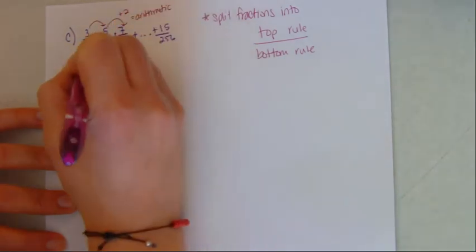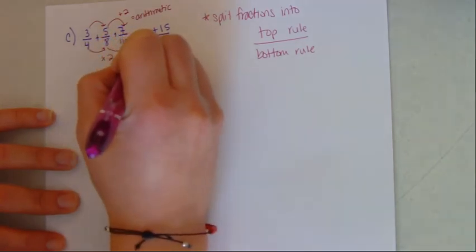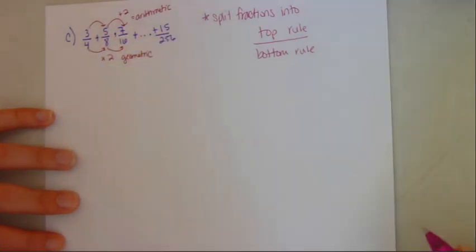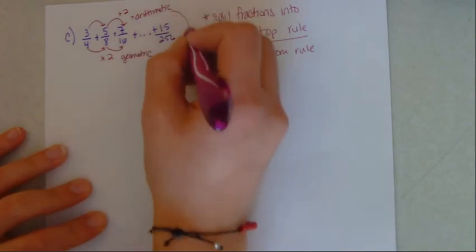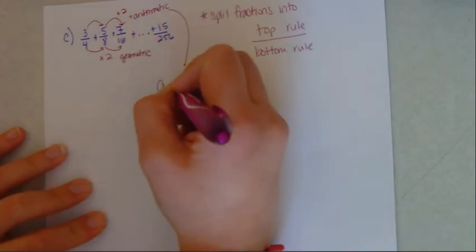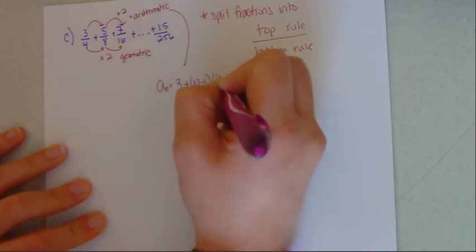And then on the bottom, you can see that we have a geometric rule because we're multiplying by 2 each time. So as I think about writing an arithmetic rule for the top and a geometric rule for the bottom, you're just writing your arithmetic and geometric rules. You're just kind of squishing them together into a fraction. So if I want to deal with that arithmetic rule, I'm going to say a sub n equals that first term plus n minus 1 times that common difference of 2.